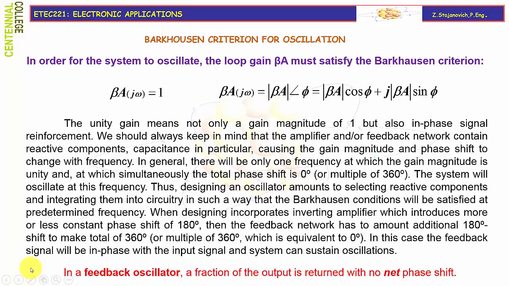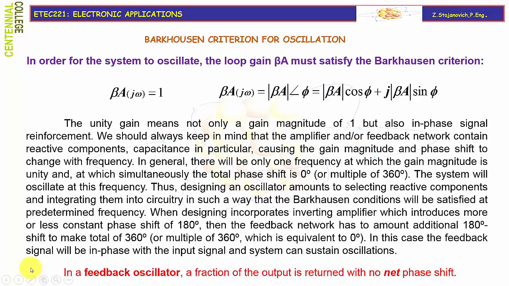We should always keep in mind that the amplifier and/or feedback network might contain reactive components, capacitance in particular, causing the gain magnitude and phase shift to change with frequency. In general, there will be only one frequency at which the gain magnitude is unity and at which simultaneously the total phase shift is equal to 0, or a multiple of 360 degrees. The system will oscillate at this frequency.